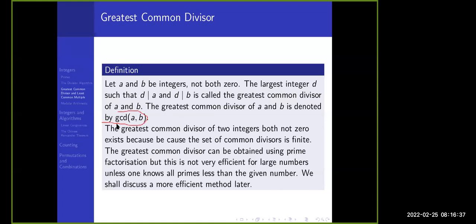And this is a notation. This is a shorthand we shall be using for the greatest common divisor. We shall write the greatest common divisor of A and B simply as GCD of A and B in brackets. So that's the notation we shall use. The reason we can always find a greatest common divisor is that the common divisors of any pair of integers will be a finite set, so we can always find the largest one.